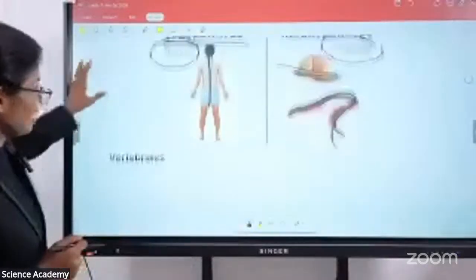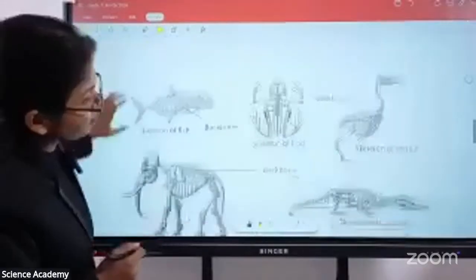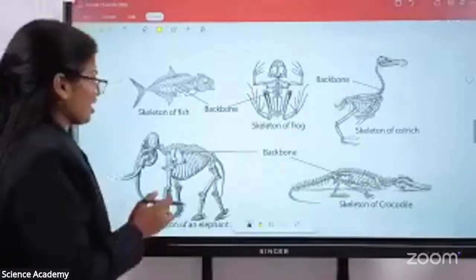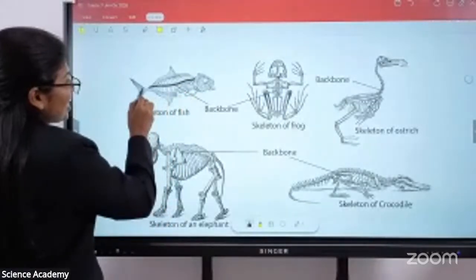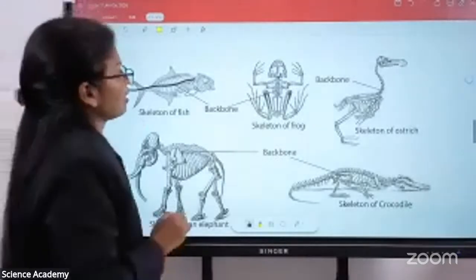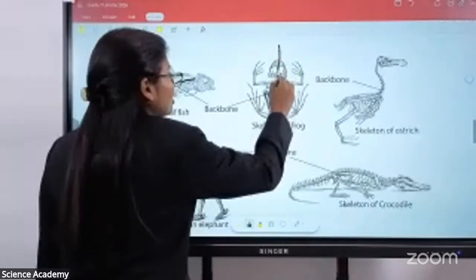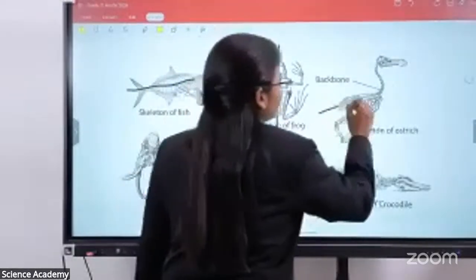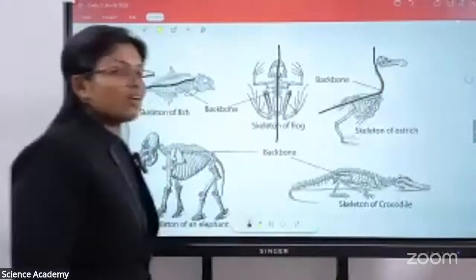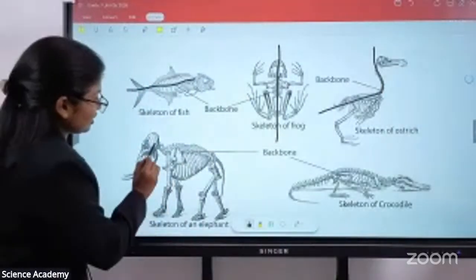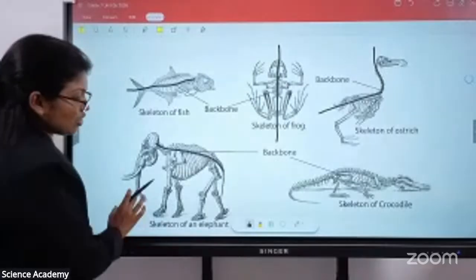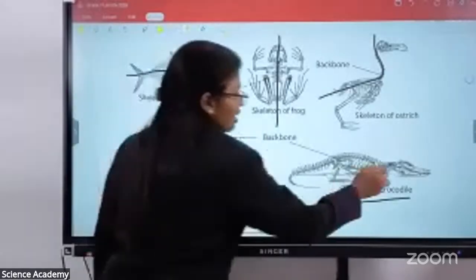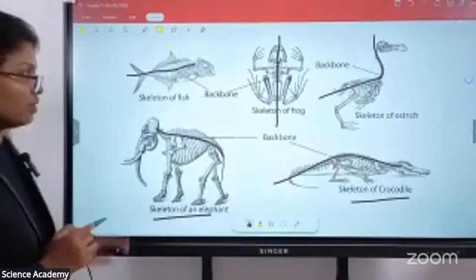Okay, right. In page number 3, children, have a look. Just like Jurassic Park, you can see the central line of bones, the backbone. Here you can see a frog also having a central line of bones. Here this ostrich also has a central line of bones, that means a backbone. Here you can see the skeleton of an elephant and the skeleton of a crocodile. Here you can see the central line of bones.